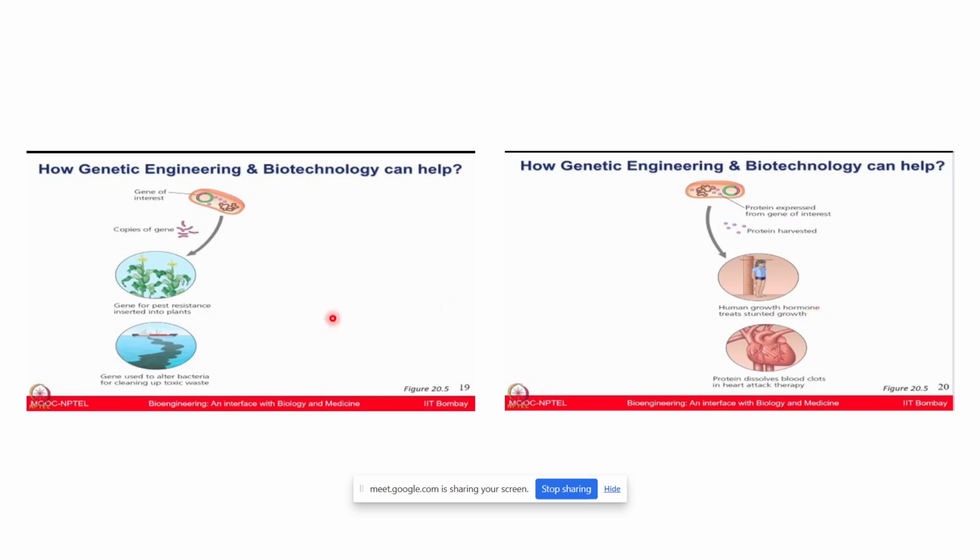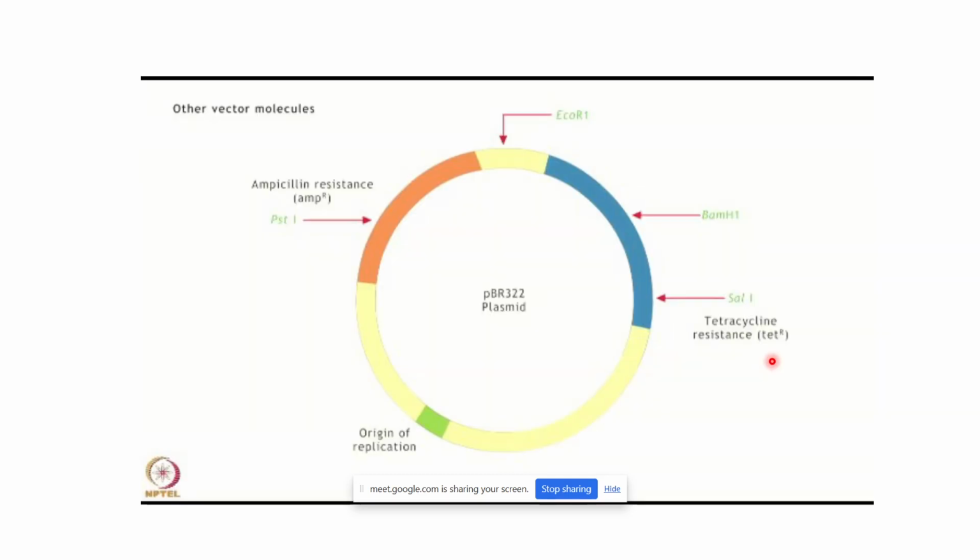So these were certain examples, like pest resistance. Depending upon the gene, you can make the plant resist the pest as well. You can also alter bacteria for cleaning up toxic waste. You can increase the growth hormone by inserting those specific genes into the body, or you can dissolve blood clots by inserting those genes into the body. One example is streptokinase, which helps to dissolve blood clots. So that helps in curing heart diseases, etc.